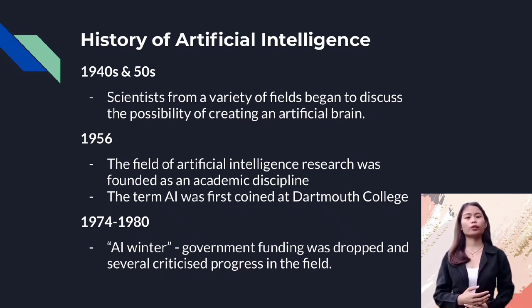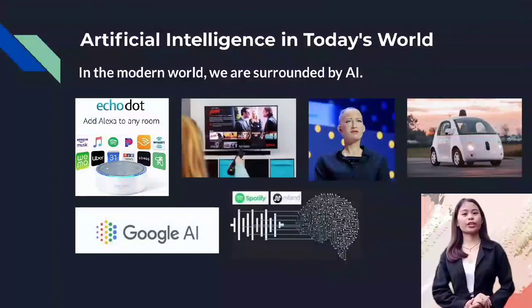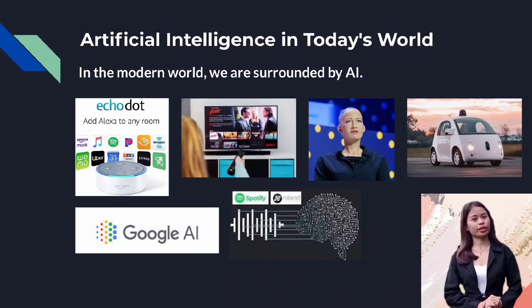The years 1974 to 1980 saw government funding in the field drop, a period known as the AI winter, when several critics criticized progress in the field. How are we using artificial intelligence in today's world? In the modern world, we are surrounded by AI, from assistants such as Amazon's Alexa to the internet predicting what we may like to buy next. AI is found everywhere. Self-driving cars are also an example of the application of AI.